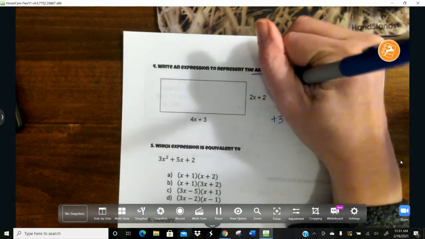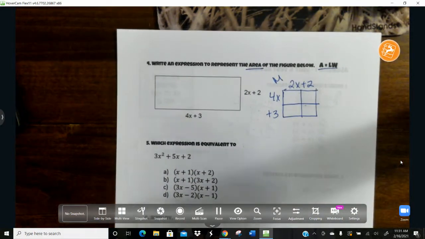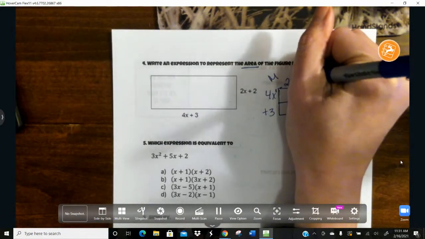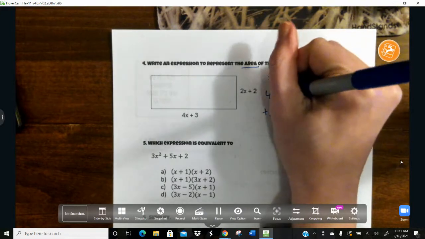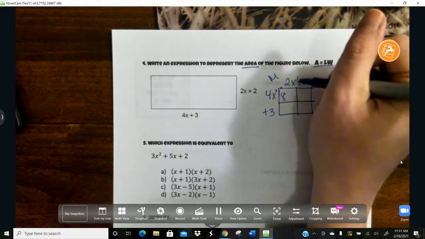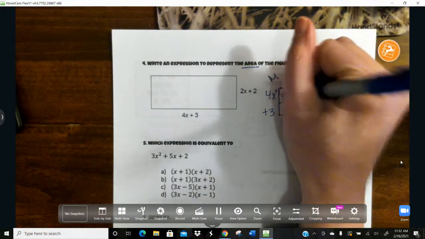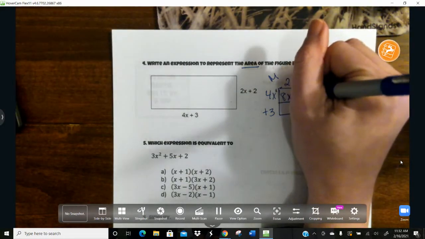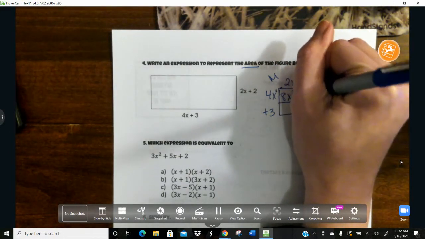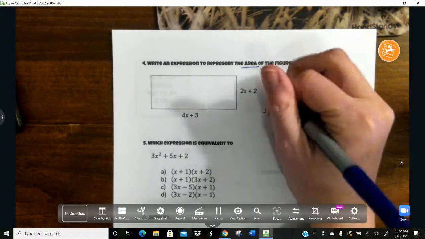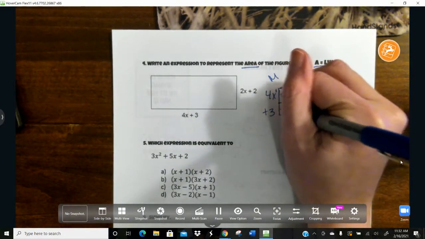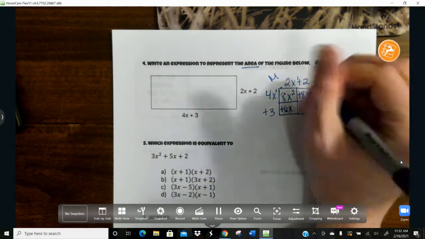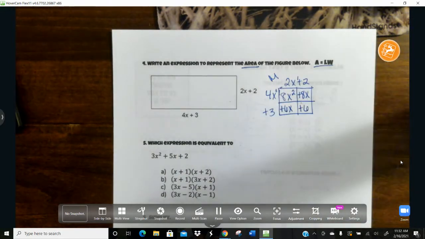And remember, we multiply to fill in the box. I'm going to go ahead and put my exponents here. So I have 4 times 2, which is 8. I have 1x here, 1x here, so I have 2 x's total, so x squared. Then I'm going to go 4 times 2 again, so plus 8. This time I only have 1x. 3 times 2, so plus 6. I only have 1x, and then 3 times 2 is plus 6.